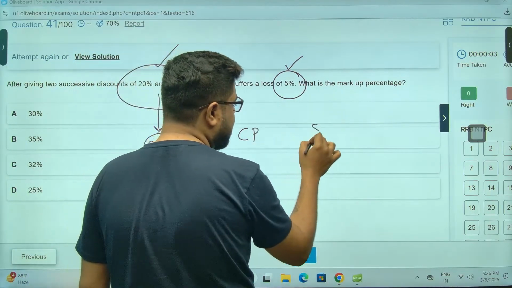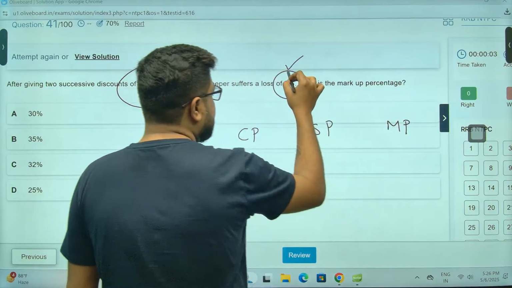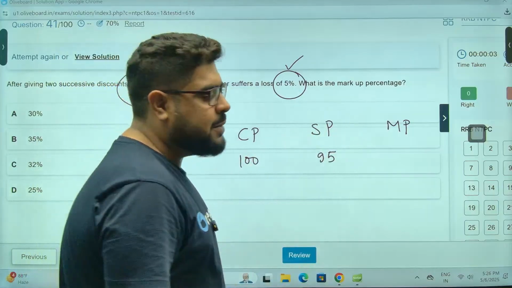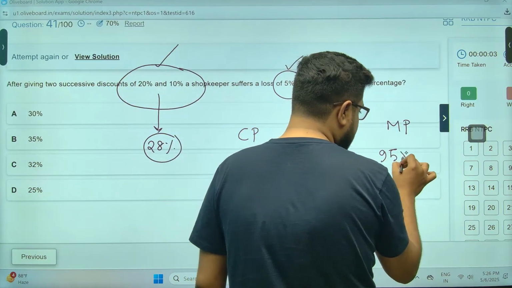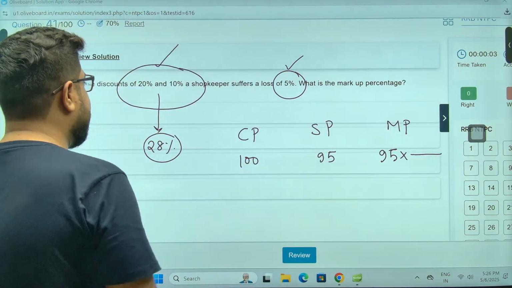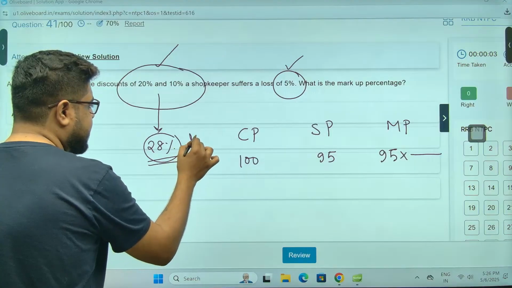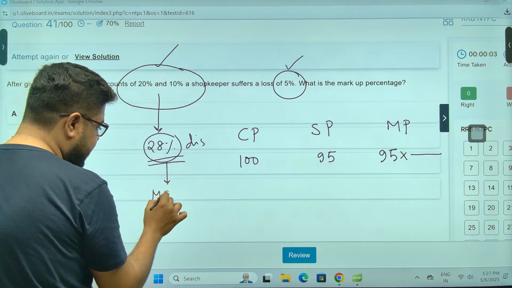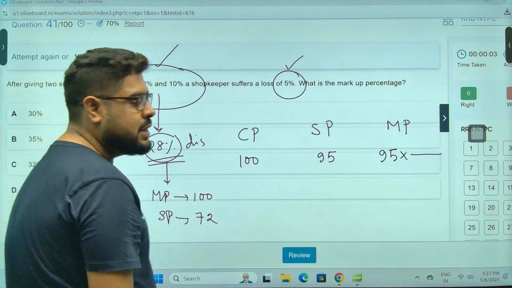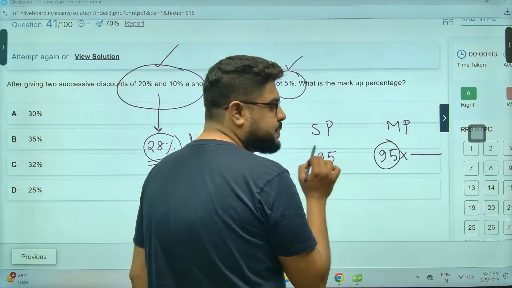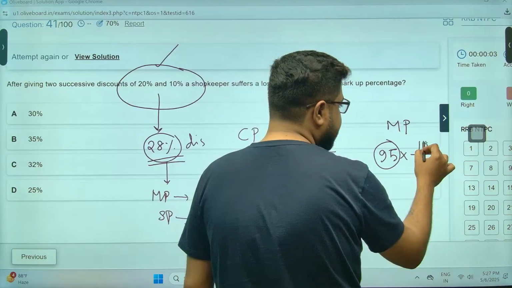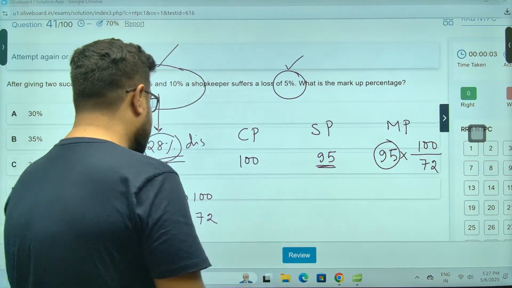Whenever you need markup, I told you: CP, SP, MP. A loss of 5% means if CP is 100 rupees, SP is 95 rupees. Now how will I find MP? 95 into, use that modular method, the best way to find MP. With a 28% discount, if my MP is 100 rupees, SP is 28 rupees less, that is 72. So 95 is SP, and 72 goes in the denominator. We want MP, which is 100, so 100 goes in the numerator.